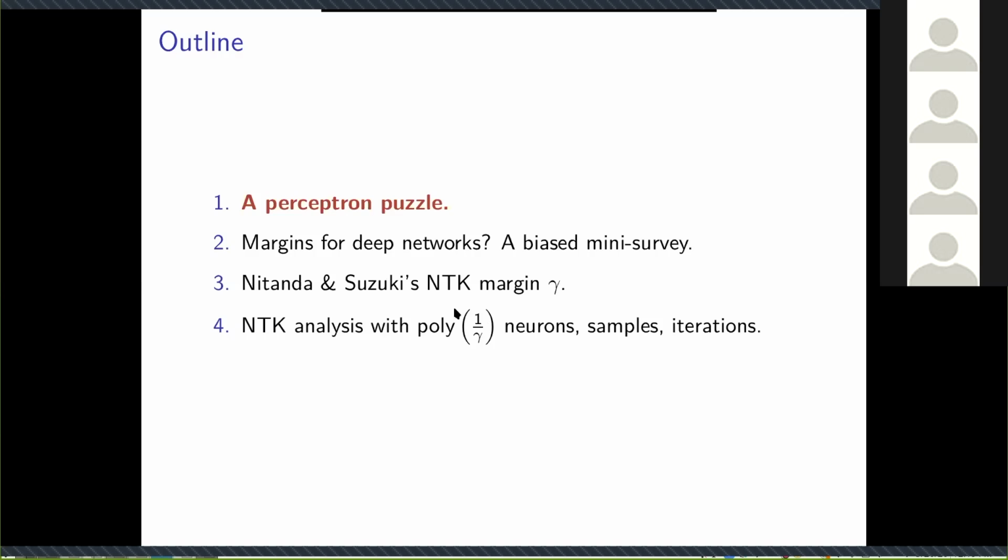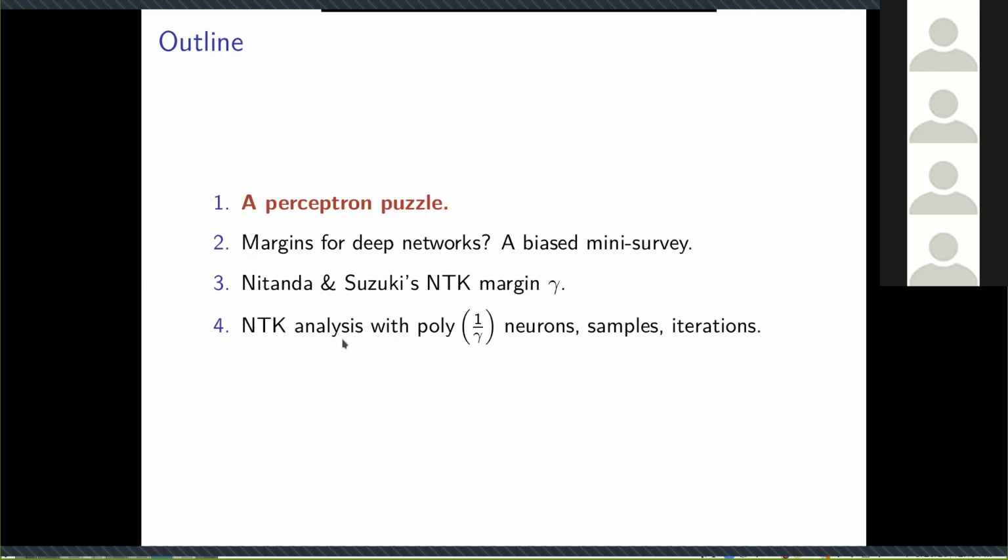So let me be a little bit more precise. Section 4 is where I'll give the technical meat of today. Everything else will be kind of survey, but 4 is the technical meat. What I'll give there is a test error bound using essentially an elaboration of the perceptron proof, but using this Nitanda and Suzuki margin.